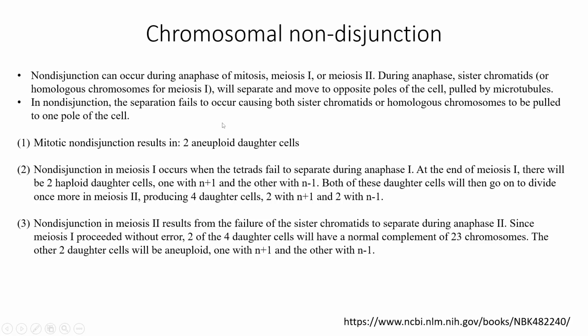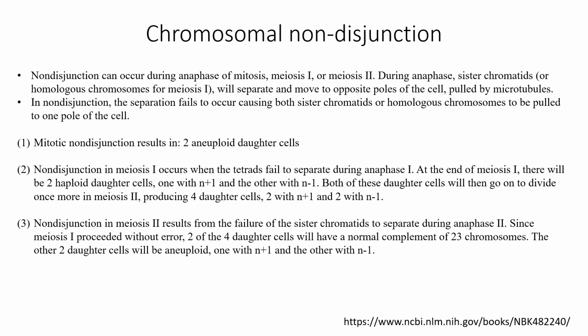One set of cells will have too many chromosomes and one will have fewer chromosomes, right? So in mitotic non-disjunction, which I'm not going into too much detail here, you can have two aneuploid daughter cells. Essentially, one extra chromosome can just go into one cell. So you have both of the daughter cells: one will be 2n plus 1 and the other will be 2n minus 1, right?